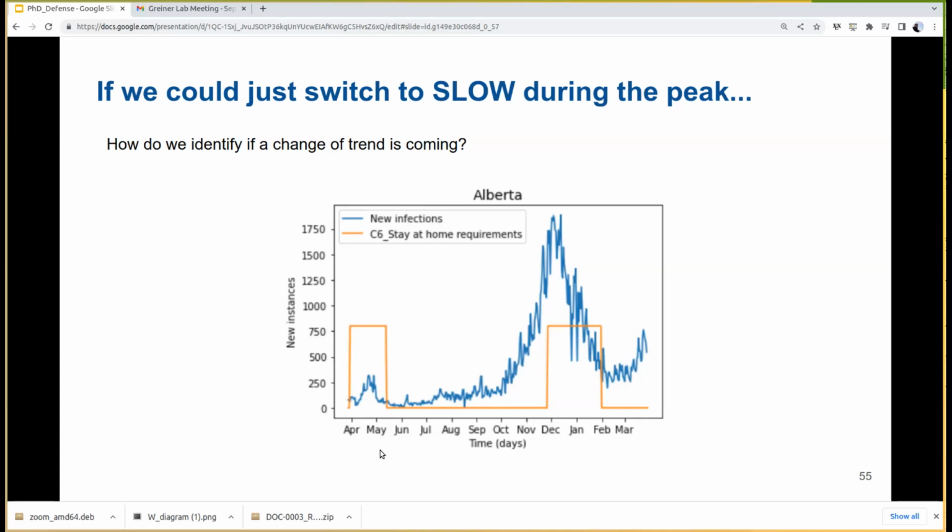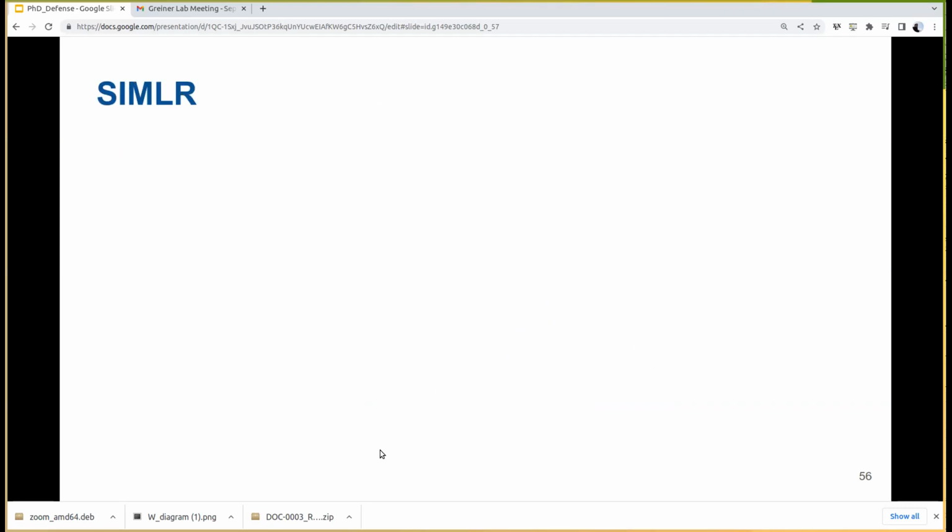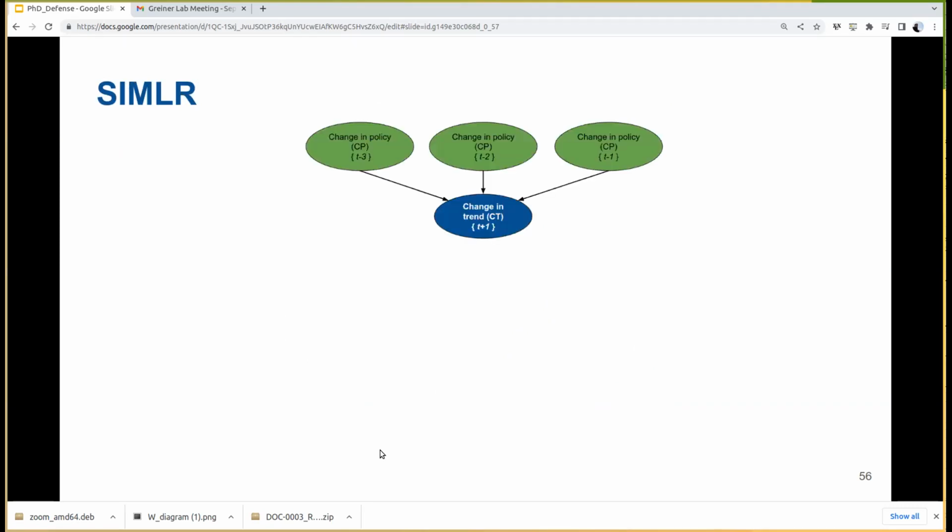Not immediately, because we know the first variant of COVID had an incubation time of 2 weeks. So we expect to see the results maybe between 1 and 3 weeks into the future. But then if we observe the change of policy today, we might make the prediction that the trend is going down into the future. And this is what we did. So we observe the change in policy during the last 3 weeks. And then based on that, we estimate the probability of observing a change in the trend.